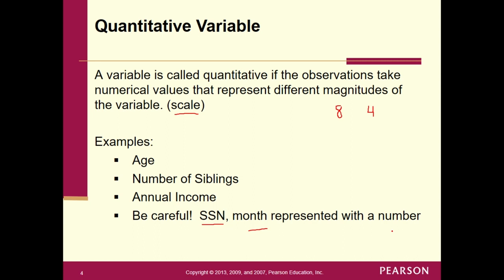There's some sort of natural order to it, but it doesn't have a scale to it. So that would not be quantitative. That's categorical. And plus, you can always switch back to saying, instead of saying 10, you could say October. And instead of saying 2, you could say February. All right? So be careful.